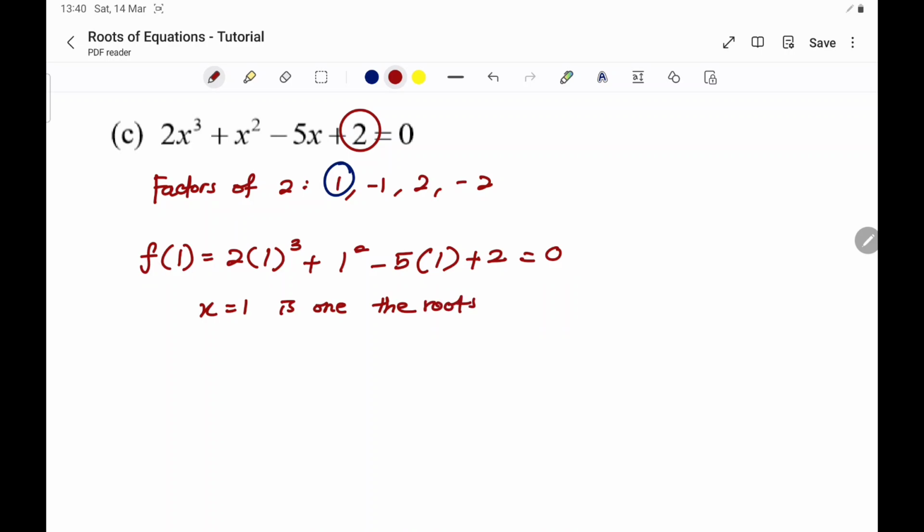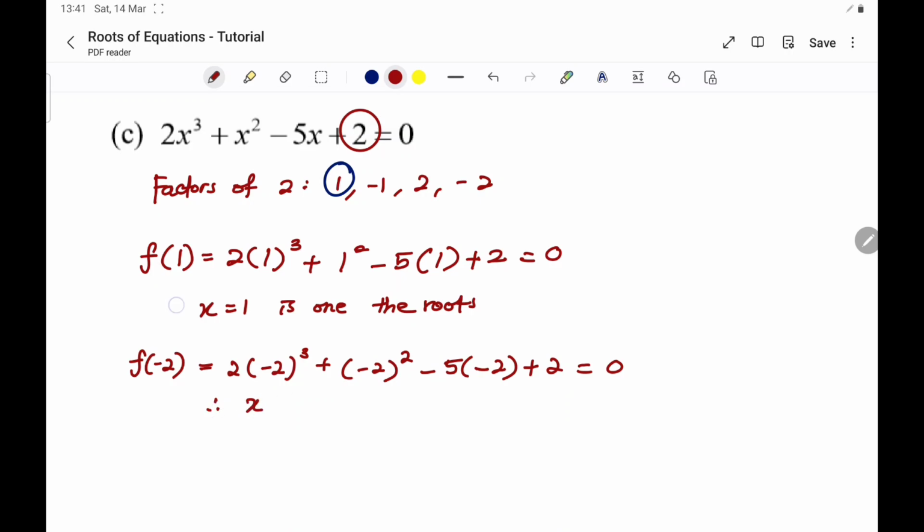Then you try with negative 1, you're not going to get equal to 0. Then try with 2, you're also not going to get equal to 0. Then we try with negative 2. So we're going to get 2 times negative 2 cubed plus negative 2 squared minus 5 multiplied by negative 2 plus 2. Here you calculate properly and then you're going to get equal to 0. So by right, x is equal to negative 2 is one of the roots as well.